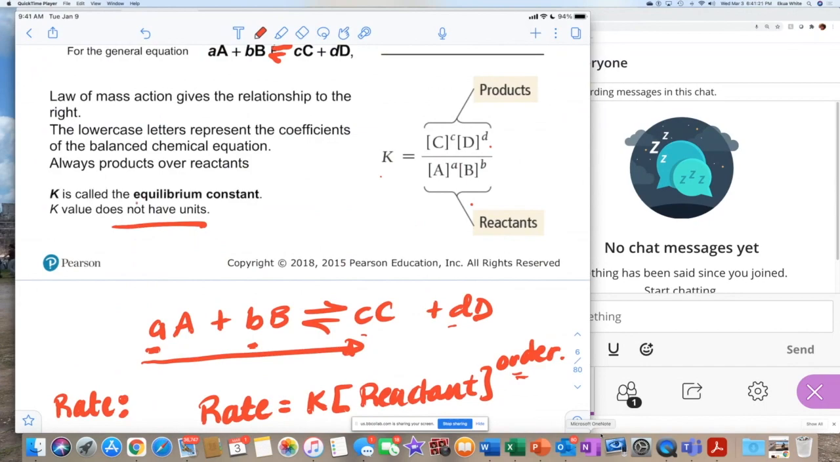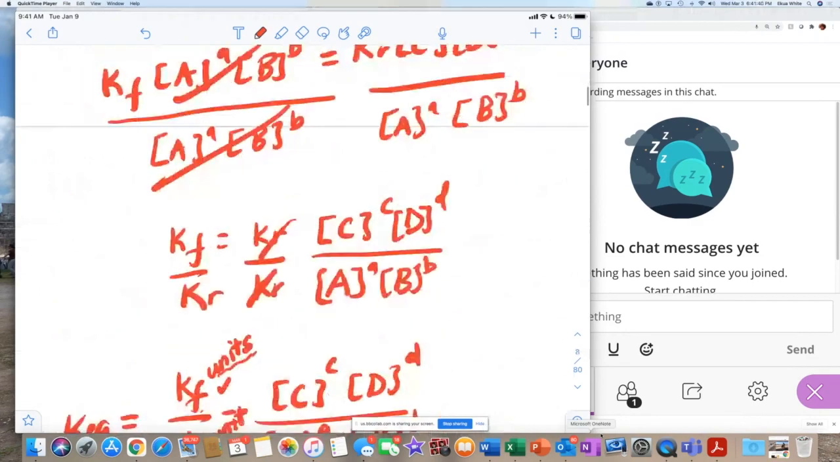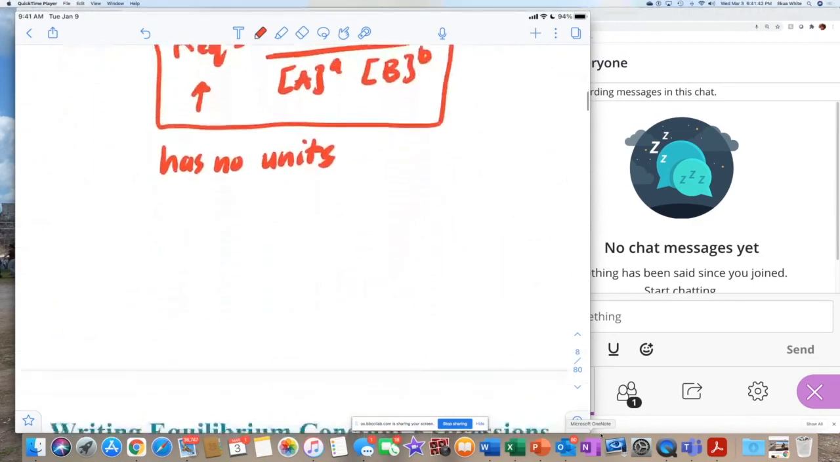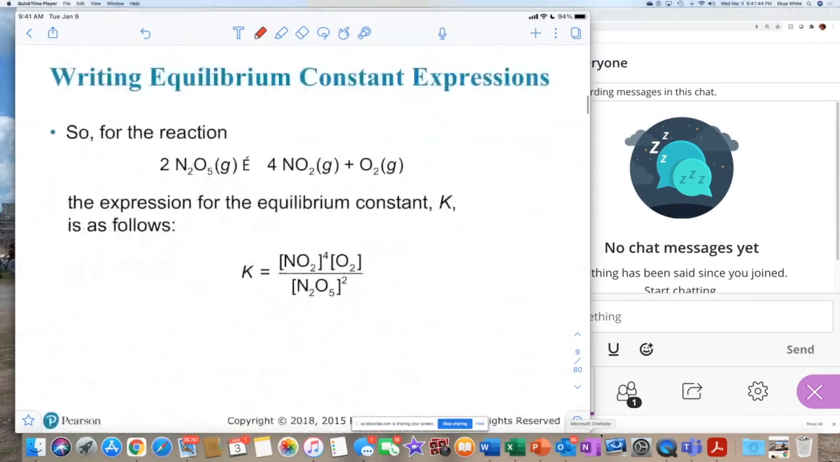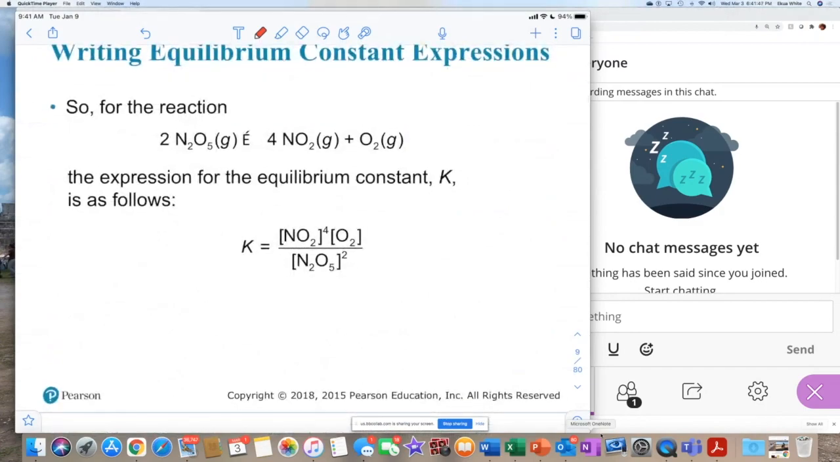Okay, so the equilibrium constant has no units, but the rate constant has units. Remember, we had different ones from zero order to first order to second order, different units. But now you can see, hopefully. Feel free to reverse as needed. Now that I've done all that, let's get to the work.